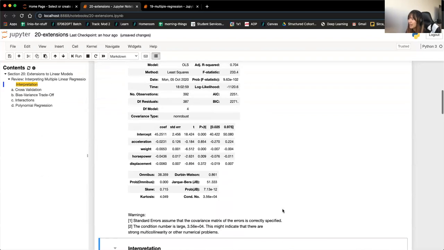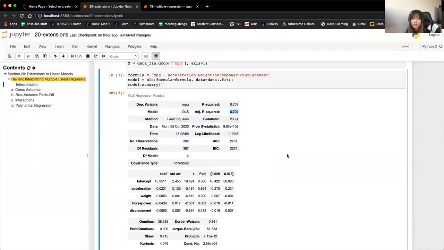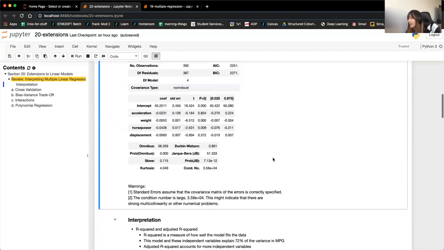gallon. As I mentioned earlier, adjusted R squared accounts for more independent variables. So as we start building bigger models, you'll see that the tendency is that when you have more independent variables, your R squared usually goes up. So your adjusted R squared just accounts for the extra variables. Cool. Questions on R squared before we move on? All right. Out of this top table, R squared is the main thing that we'll be looking at.